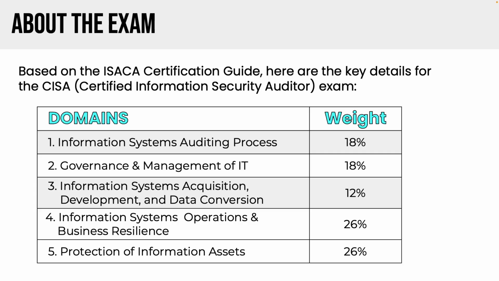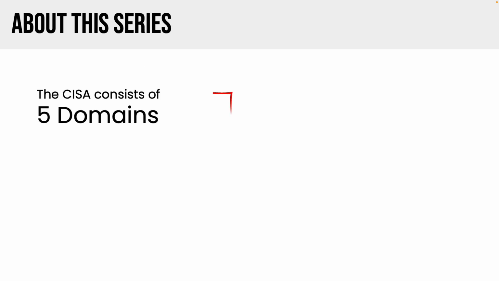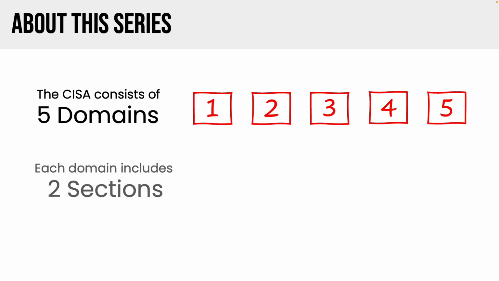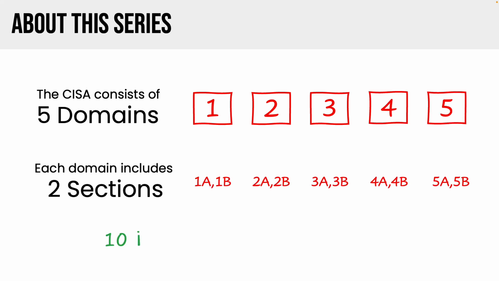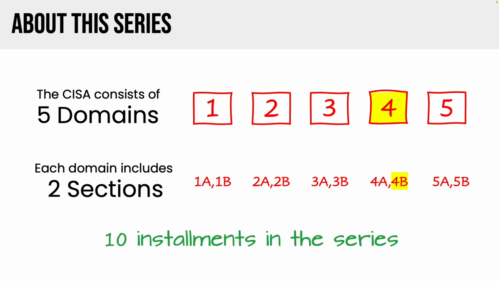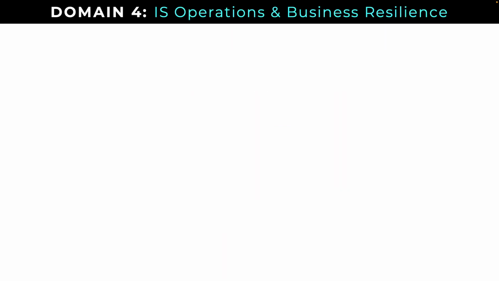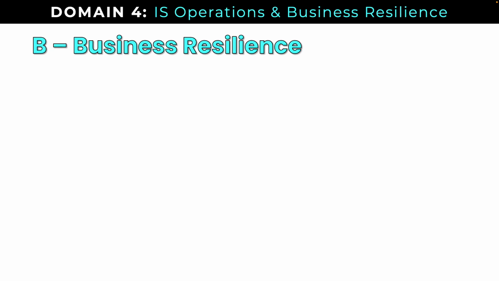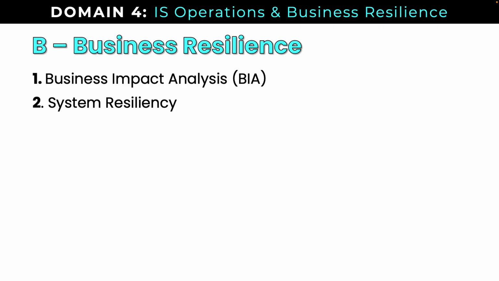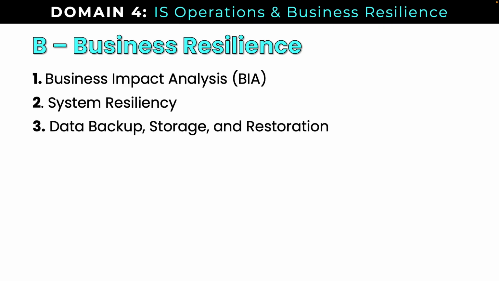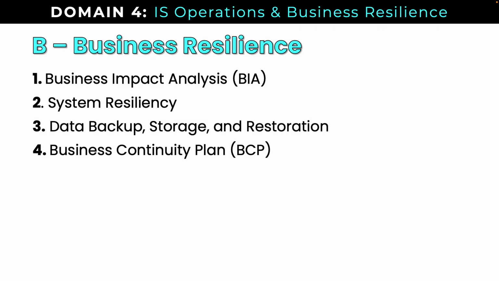As we discussed in our previous installment, Domain 4 is one of the most heavily weighted at a little more than a quarter of the full exam. And in our series of 5 domains and 10 installments, this puts us all the way at installment number 8. So let's look at the Domain 4B syllabus. Again, it focuses on business resilience. It's broken into 5 parts. We'll talk about business impact analysis, system resiliency, data backup, storage and restoration, the business continuity plan, and the disaster recovery plan. And these are all interrelated, so we'll certainly talk about the relationship between the lot.